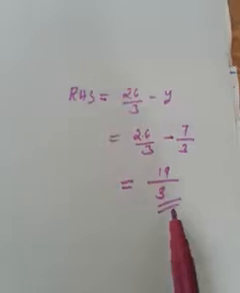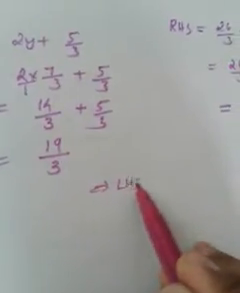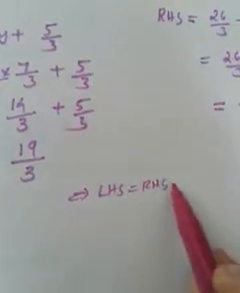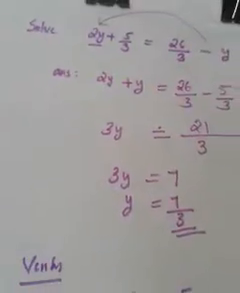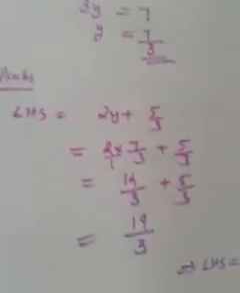See, LHS and RHS are both the same. That implies LHS is equal to RHS, and hence it is verified. You may have understood. Okay. Very simple, no?